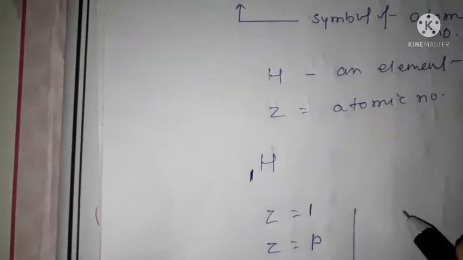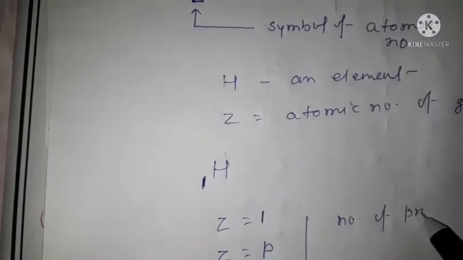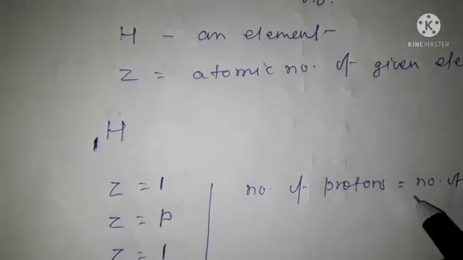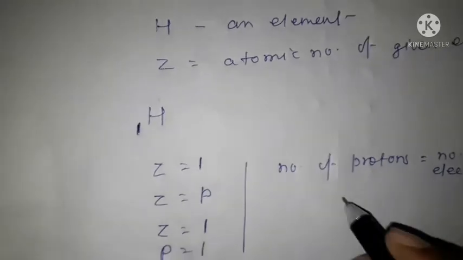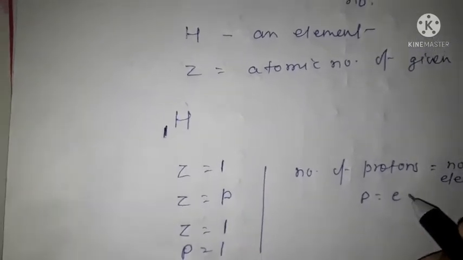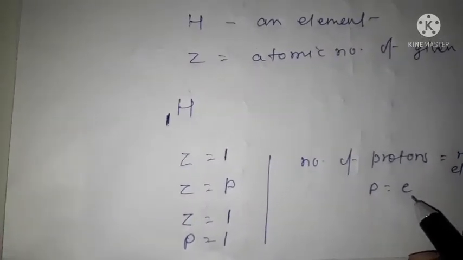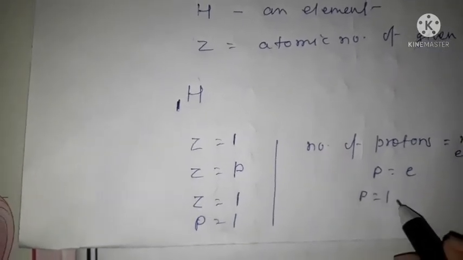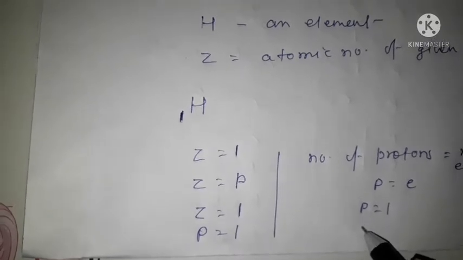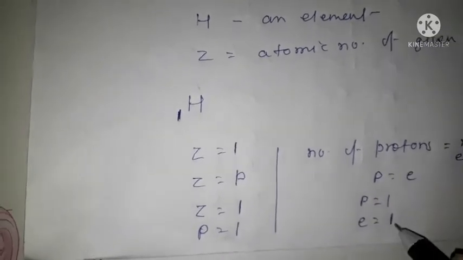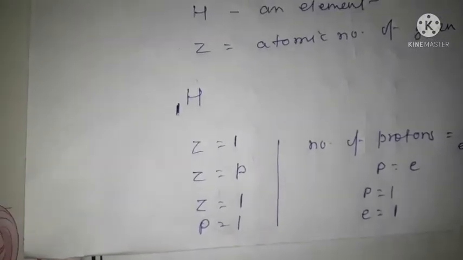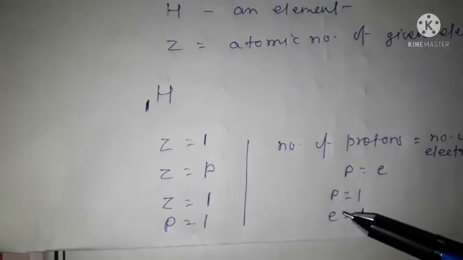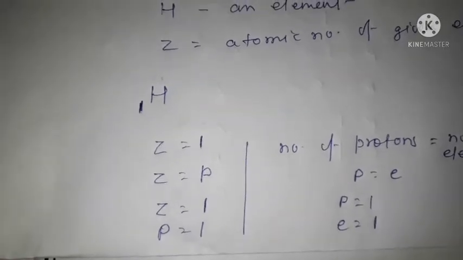We know that the number of protons is equal to the number of electrons. So P is equal to the number of E. That means the number of protons is equal to the number of electrons. If P is equal to 1, then the number of electrons is also 1. In this way, we derive Z, that means atomic number, P, that means number of protons, and E, that means number of electrons, from any element.